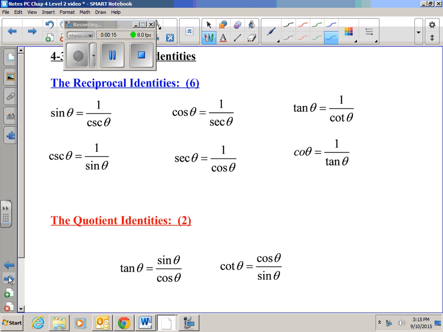First of all, you need to write these down into your notes. So stop the tape and take a minute. Write these 6 reciprocal identities down into your notes and the 2 quotient identities. Go ahead and give it a go.